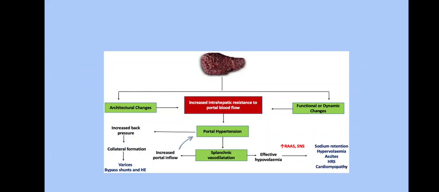When there is portal hypertension, that will also lead to splenic vasodilatation. Due to the above, there will be hypovolemia. Because of the hypovolemia, there will be activation of the renin-angiotensin-aldosterone system and the sympathetic nervous system. This is going to lead to the following effects, which are sodium retention, hypervolemia, ascites, HRS, and cardiomyopathy.